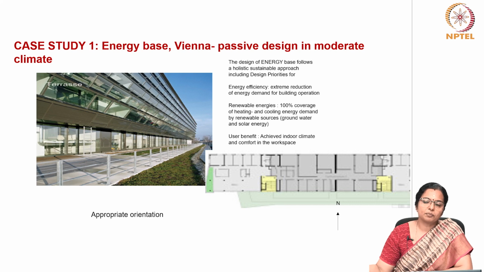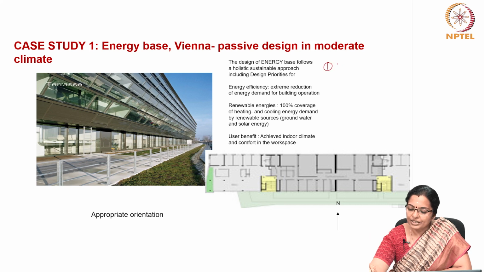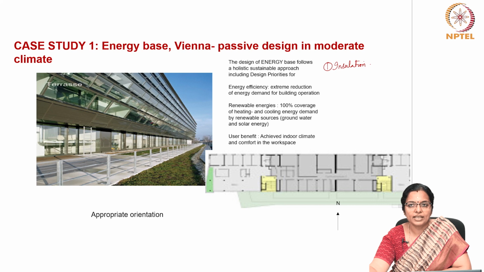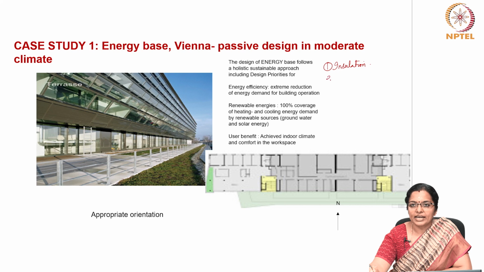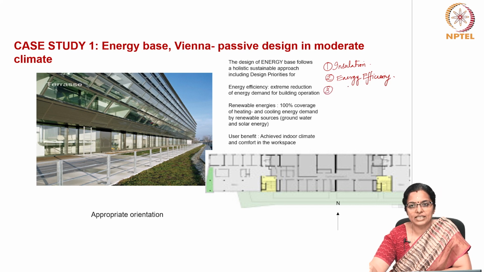The three main principles which serve as the underlying basis for this building are, first, insulation against heat loss. So, its airtightness and controlled ventilation with heat recovery make it an energy efficient building. Second is energy efficiency. So, extreme reduction of energy demand for building operations is achieved through the use of passive strategies.